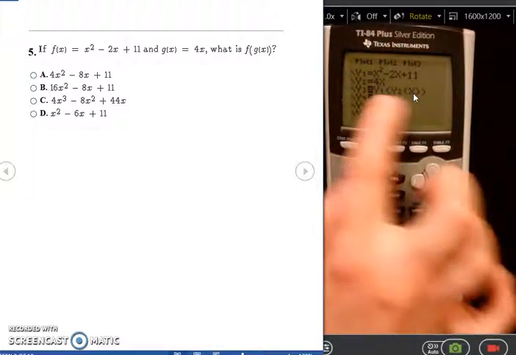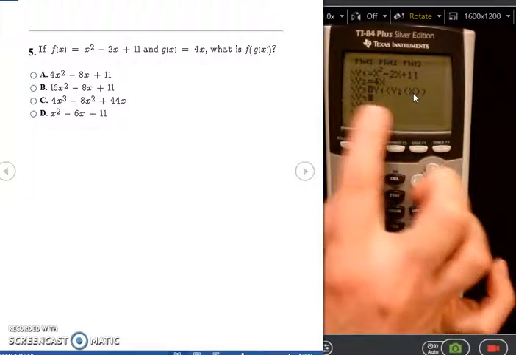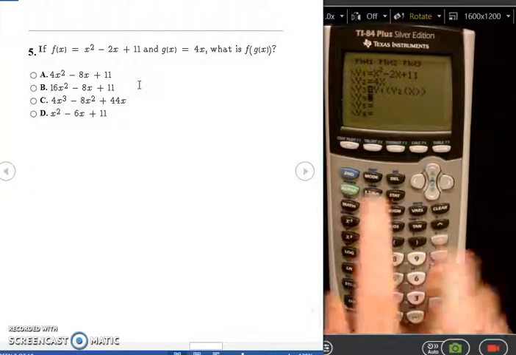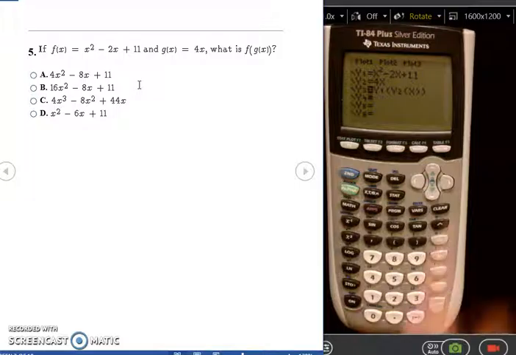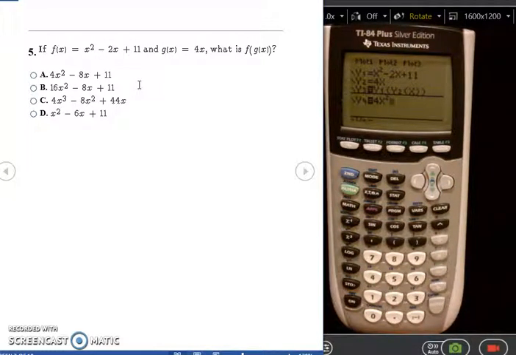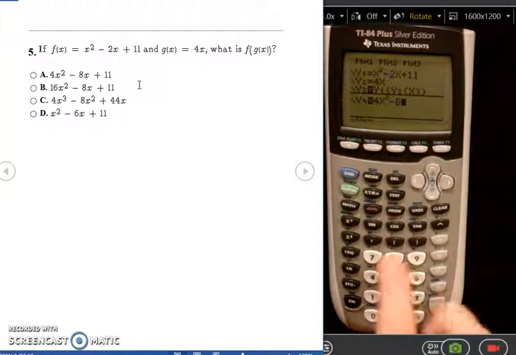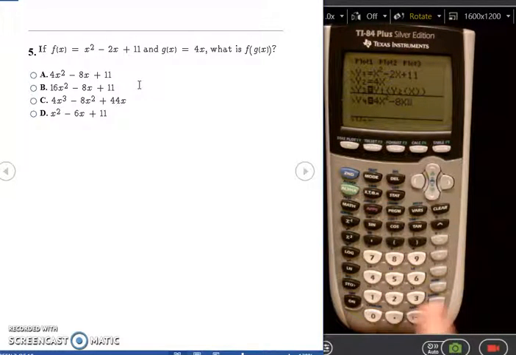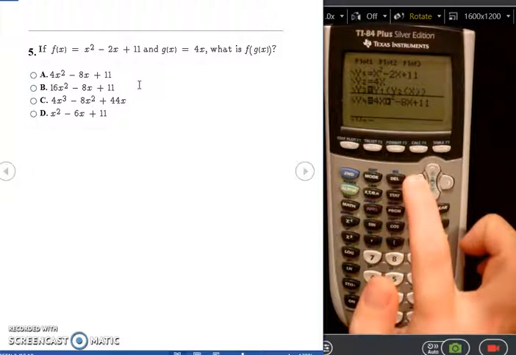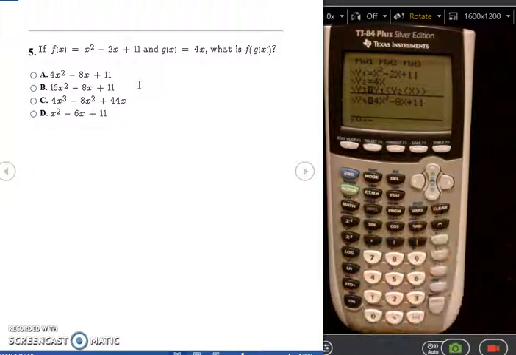So right now it's only going to graph y3, but in y4, I'm going to put in choice A to see if that gives me the same graph or not. So choice A is 4x squared minus 8x plus 11. Now when I'm comparing graphs, I find it helpful to make the first one a skinny line and the second one a thick line.